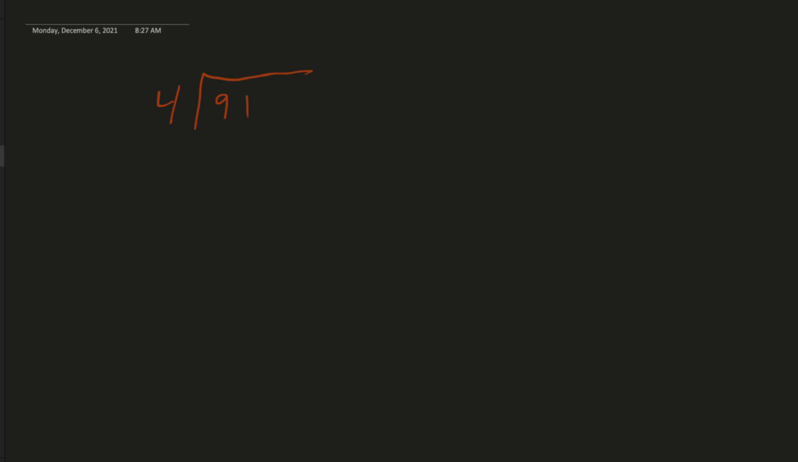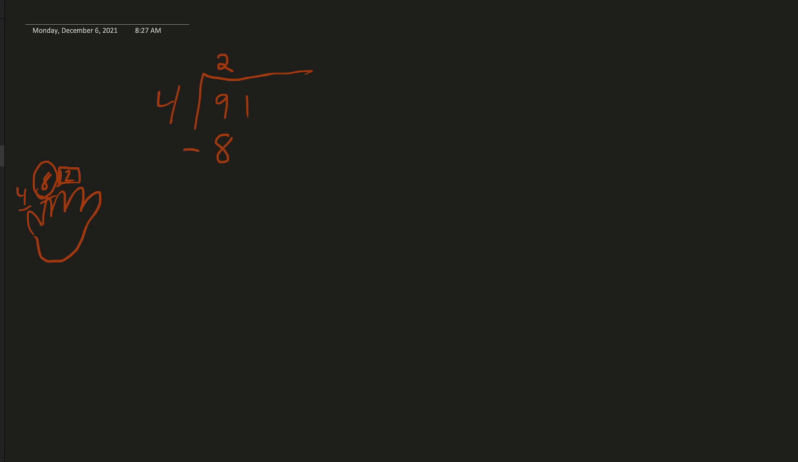And we can do this on our hand if we draw our little hand here. Beautiful hand, right? 4, 8, 12. And see, at this point we've gone too far, so we can't go this high. So 8 is the closest we can get. So 4 times 2. And then we put this 2 here. So 4 times 2 is equal to 8.